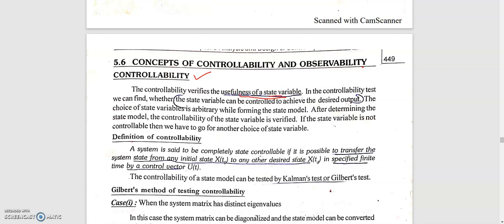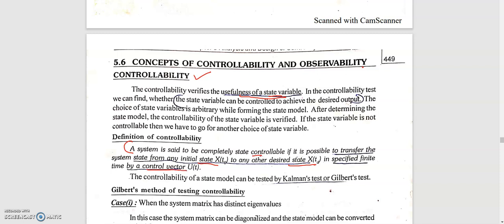The definition is given by this statement: a system is controllable means you can control the state of the system. That means if you have an initial state x of t0, you can transfer that state to any other desired state x of td by means of some control vector. That is, your system is controllable.